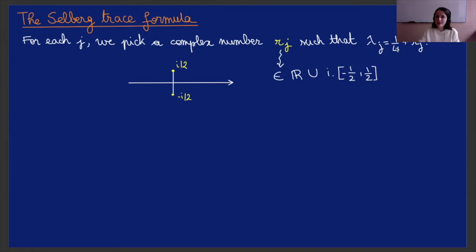So the thing is, if lambda is greater than a quarter, then r is a real number. However, when lambda is smaller than a quarter, this r is actually a complex number, which is on the imaginary axis between minus i/2 and i/2. And actually, the eigenvalue 0, the trivial eigenvalue, corresponds to one of these two values, i/2 or minus i/2. And this is one way in which the small eigenvalues are going to act in a special way.